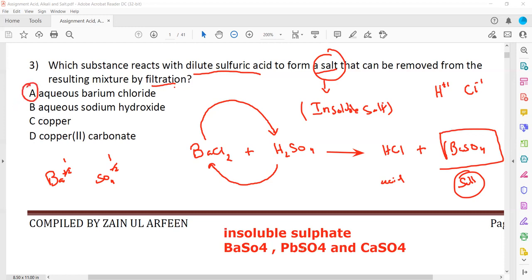Is it clear? Discussion 3: why we select A, because when barium chloride is reacting with sulfuric acid, barium sulfate is formed, and barium sulfate is an insoluble salt, a salt which does not dissolve. And when the salt does not dissolve, it can be separated from the mixture by filtration. If it was a soluble salt, then either evaporation or crystallization can be used to separate these salts.